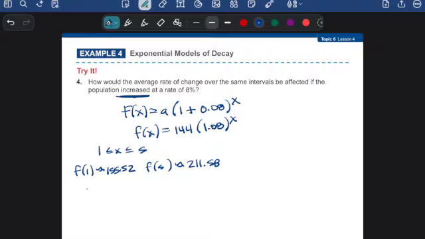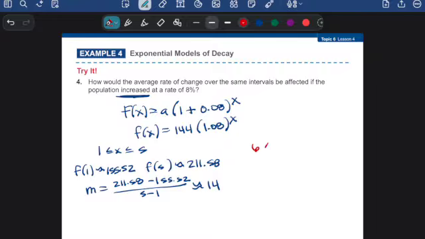Now we're going to find our rate of change. So 211.58 minus 155.52, and the difference is 5 minus 1. And we're going to get approximately 14. I'm rounding because I have population, so I can't have a decimal of a pica. So for the first interval, the average rate of change is 14 pica.